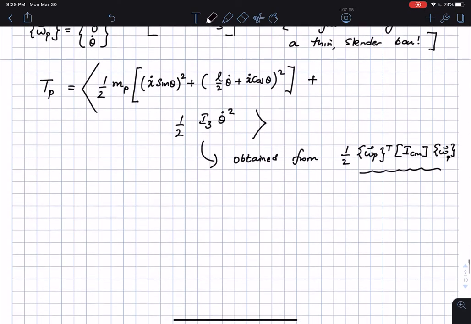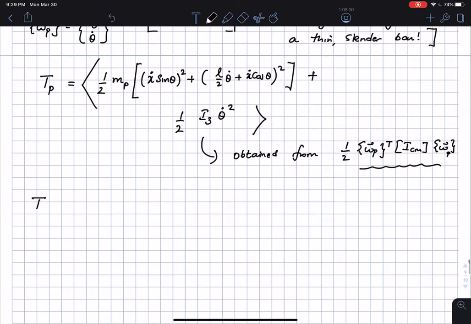All right. And so T, which is TC plus TP, is going to be the following. So T is the following, okay. So TC is going to be half m cart x dot squared, and then T of the pendulum, if I do the simplification, this is x dot sine squared theta, x dot squared cos squared theta, and so on. So if I add up the like-minded terms, I'm going to have half mp x dot squared as well.